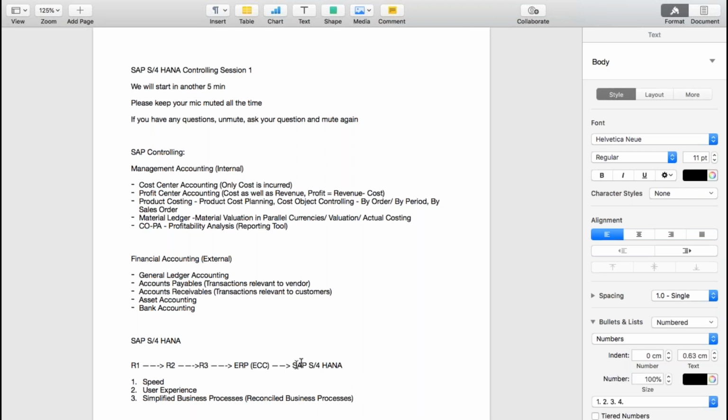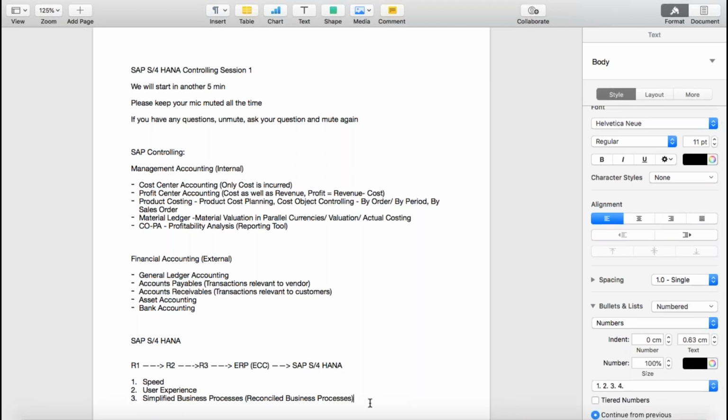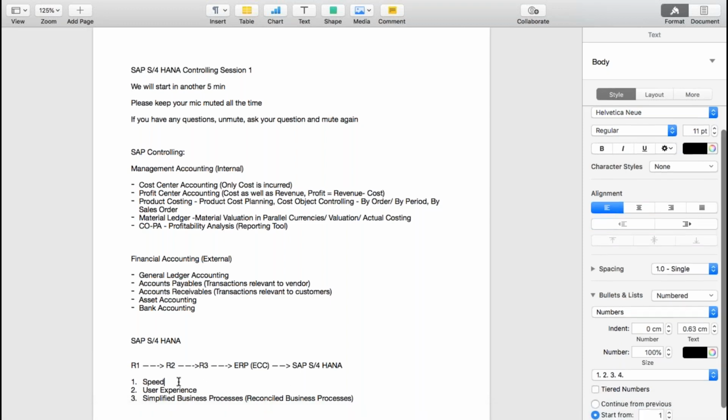But as of now, within S4 HANA, how are you getting speed? How are you getting user experience? And how are you getting simplified processes? So can you tell me, if you heard somewhere or gone through any previous training, how SAP S4 HANA is providing faster speed? What has been changed which is providing the speed? Database. S4 HANA is a column-oriented in-memory data management system.